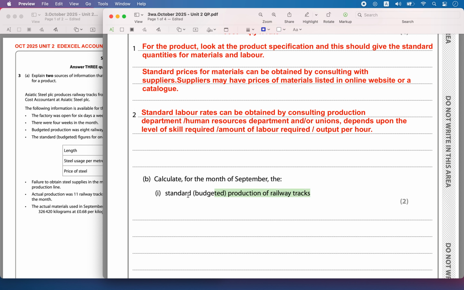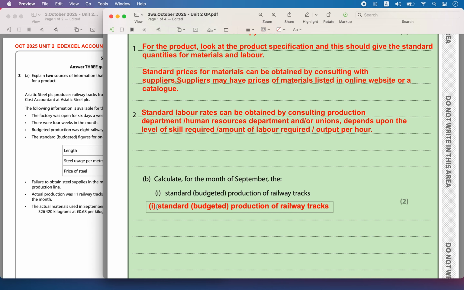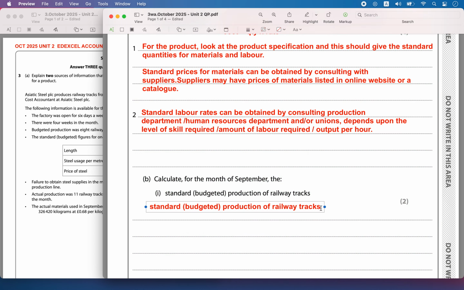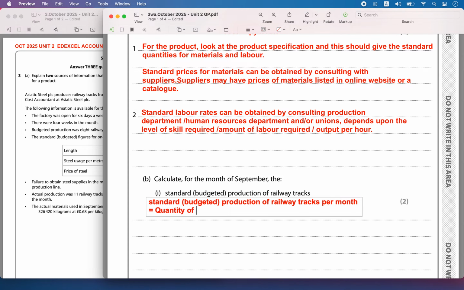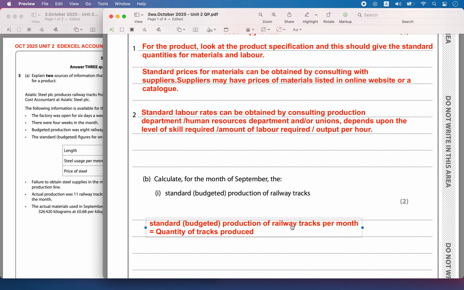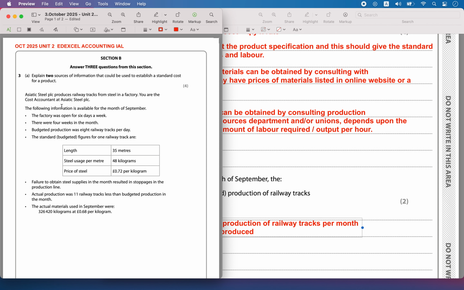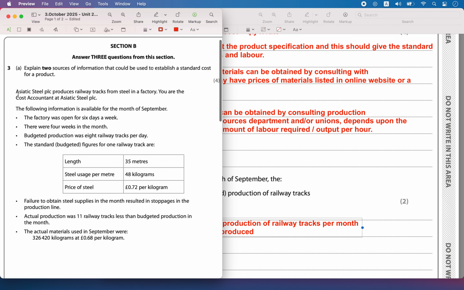Now part B, calculate for the month of September the standard production of railway tracks. So how many tracks are you able to produce per month? That is the question. That is equal to the quantity of tracks produced. What is the quantity of tracks you are producing in the month? For this we have to understand how much they produce.